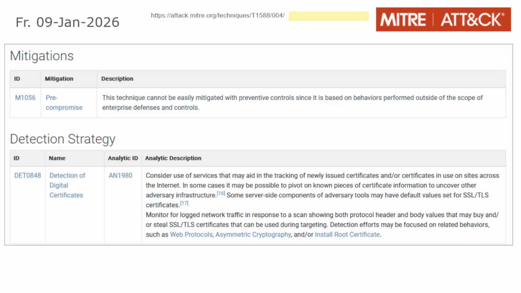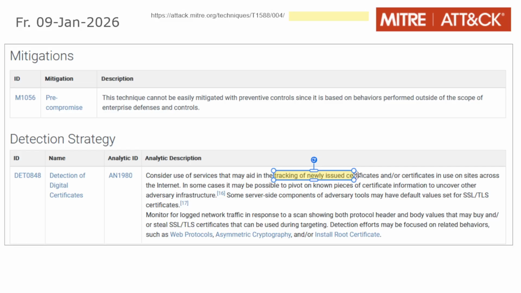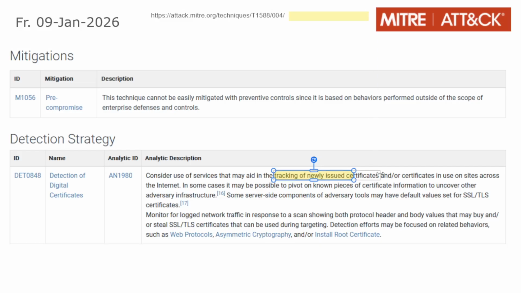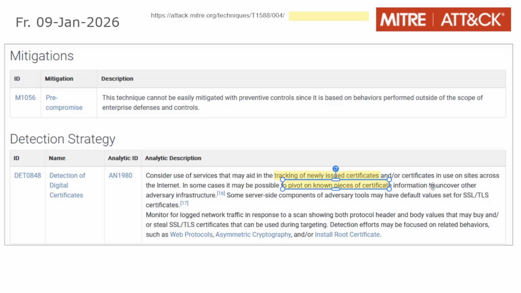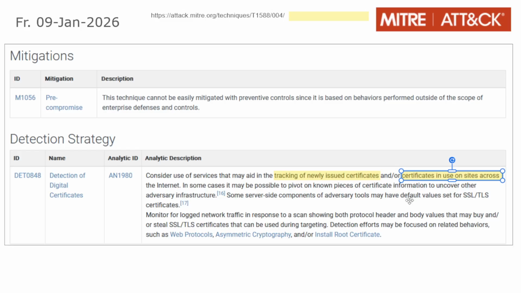Yes, so newly issued is the key here. Attackers, they don't do certificates. Certificates have a lifespan of years, right? But if it's an attack, it is very likely something newly issued. And also the other thing that's good, it's used across multiple internet sites. So that also would be unusual.